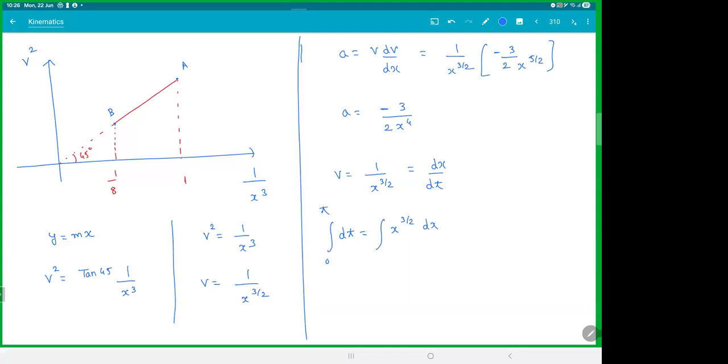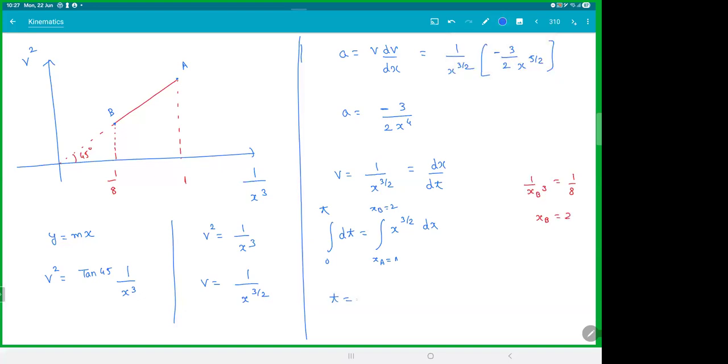Time goes from 0 to t, and you're going from A to B. So A is 1 and B is 1 by 8. No, wait, that's not right. We want from A to B now. So this is xA, which is 1. xB is 2, because this is 1 by x cube. So 1 by x cube is 1 by 8, so x cube is 2.